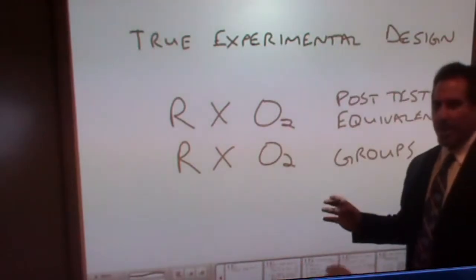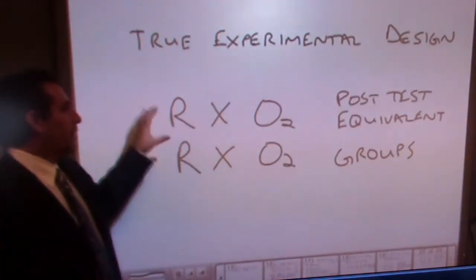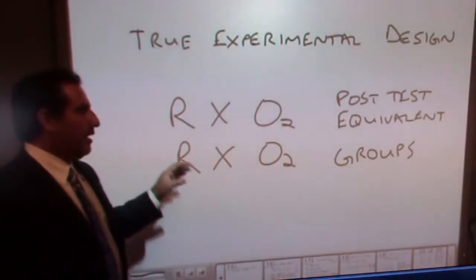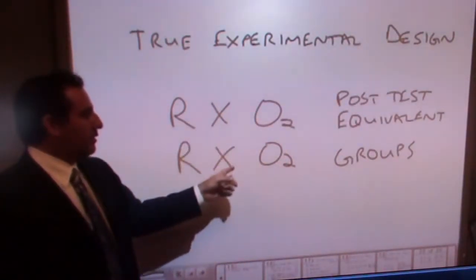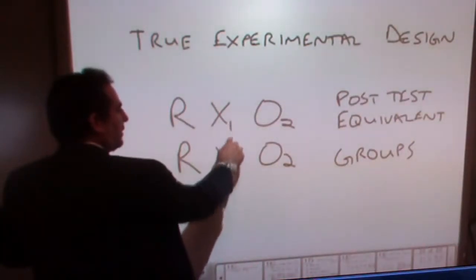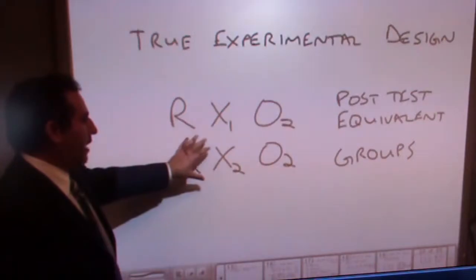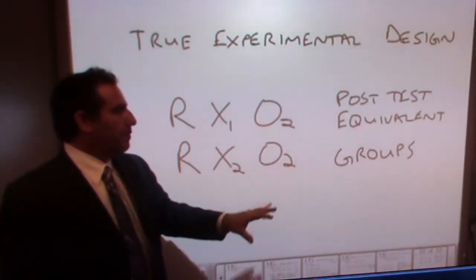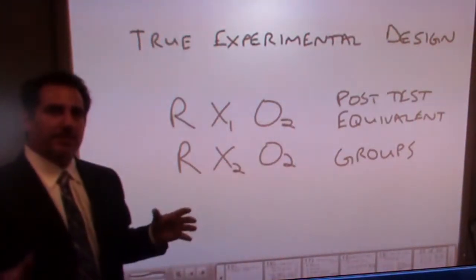Okay, then the true experimental design is the gold standard, obviously, of research, where people are randomly assigned to one group or the other, and you give them one treatment or the other. Actually, it should be like this: X1 and X2. X2 may well be nothing. It's a control group, and then the post-test. This is called a post-test equivalent groups design. And can you see that?